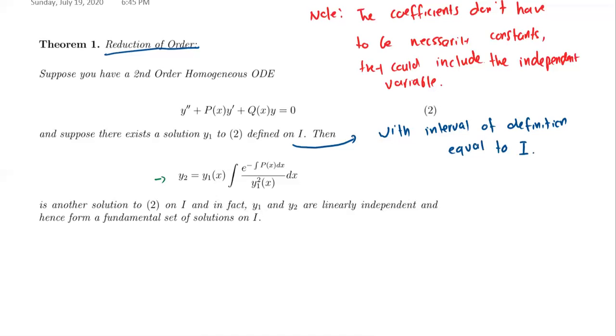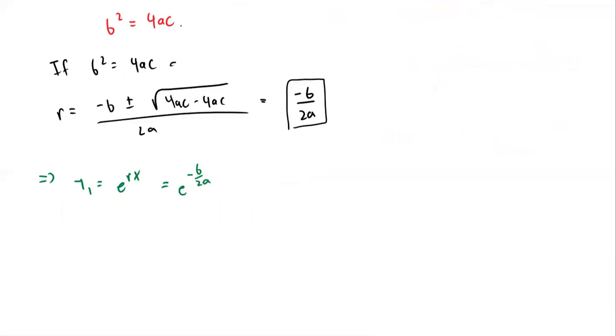So what matters for us is that we can use this to find a second solution to the differential equation we're looking at right now. Why? Because we already know what one solution is. We know that one solution is e to the rx. We can use this theorem, or this expression, to find the other solution. And they're going to be linearly independent on whatever interval of definition the original solution had. Okay.